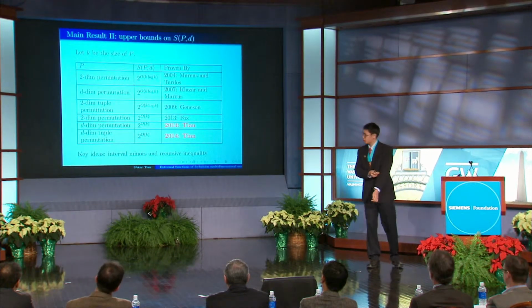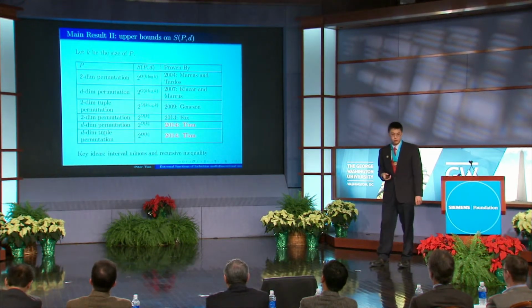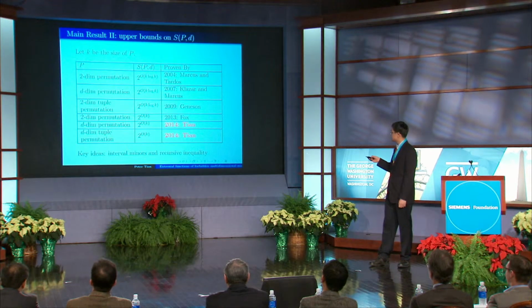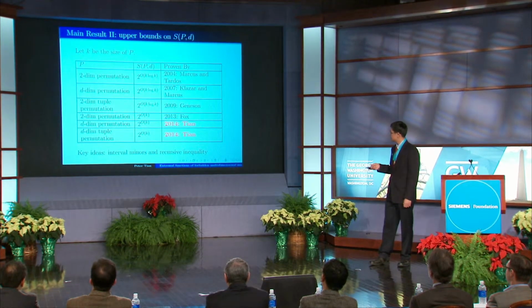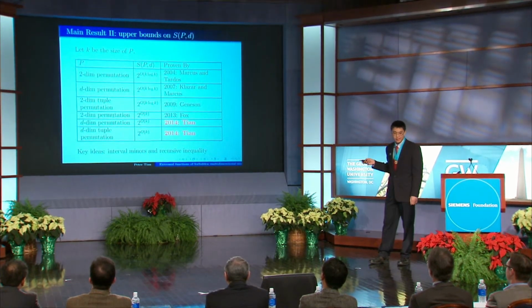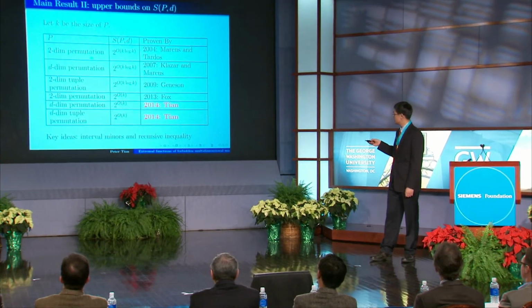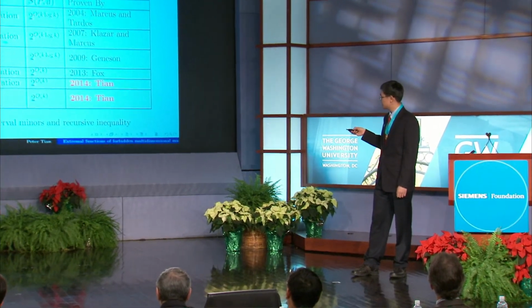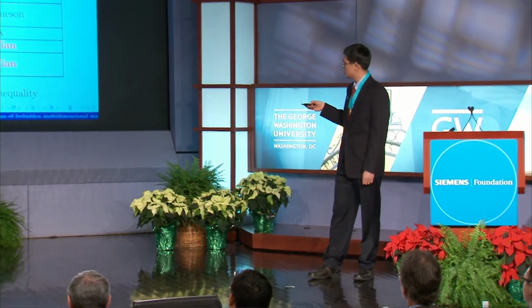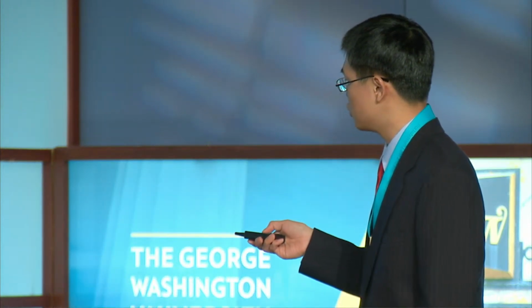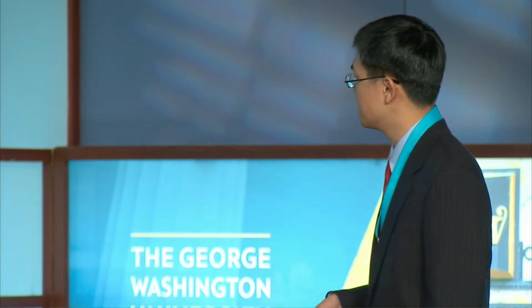So my second main result deals with an upper bound on the superior. So we let k be the size of P. Then previously, upper bound 2 to the big O of k log k was found for 2-dimensional permutations, d-dimensional permutations, and 2-dimensional tuple permutation matrices. But the real breakthrough for studying this limit was when Fox showed an upper bound of 2 to the big O of k for 2-dimensional permutation matrices.